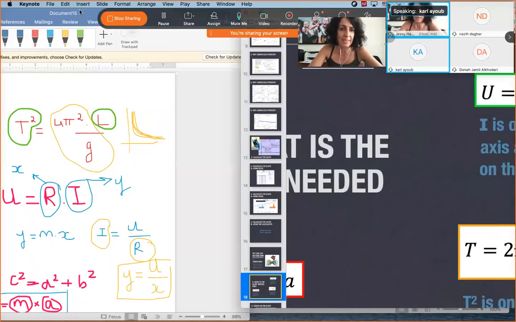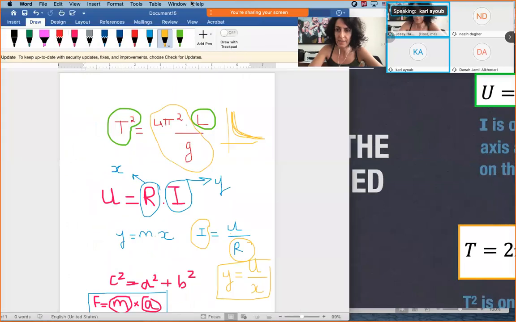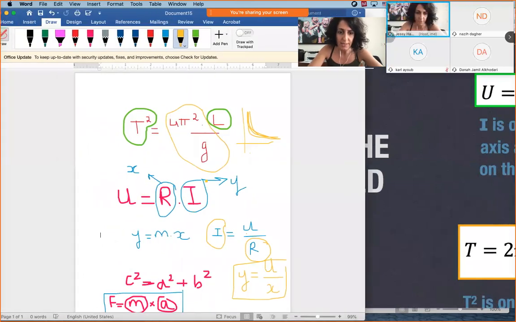Now I'm going to ask Dana. And Carl, you're going to mute yourself. Yes, Dana, how would you plot this one to be able to get a linear relationship?